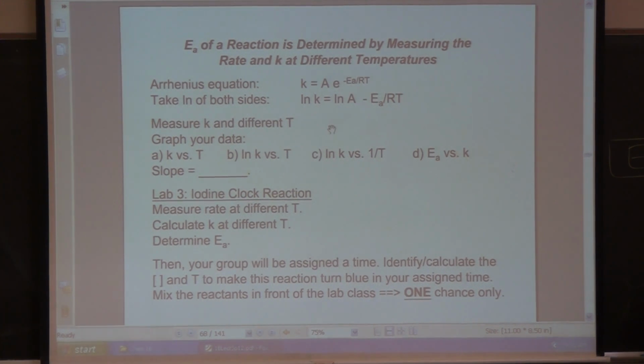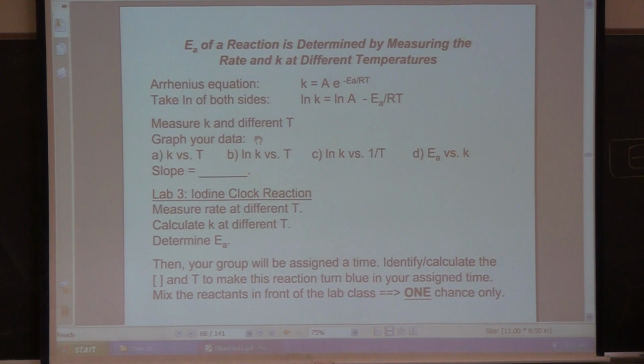So let's do the following. Let's take the natural log of both sides of the equation. So we have the natural log of k equals the natural log of A minus Ea over RT. Let's say you do an experiment. You measure the rate, you calculate k at different temperatures. Then you want to graph your data.